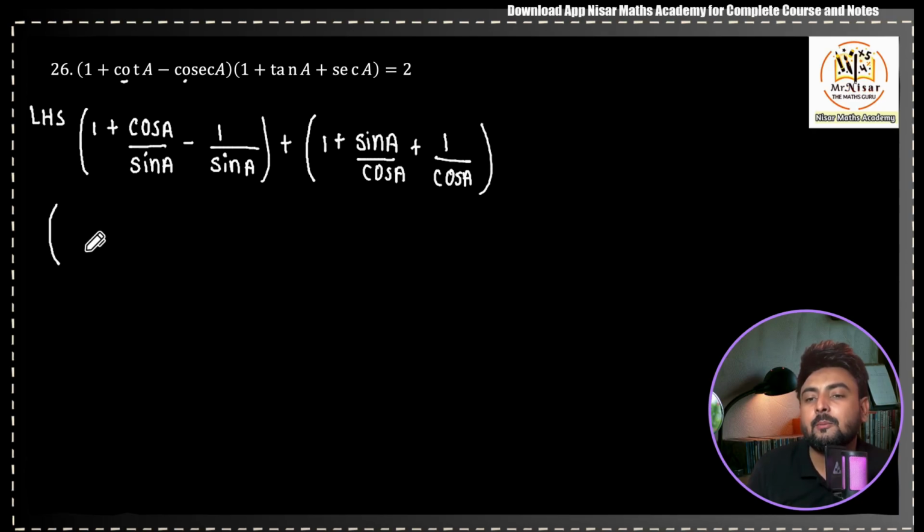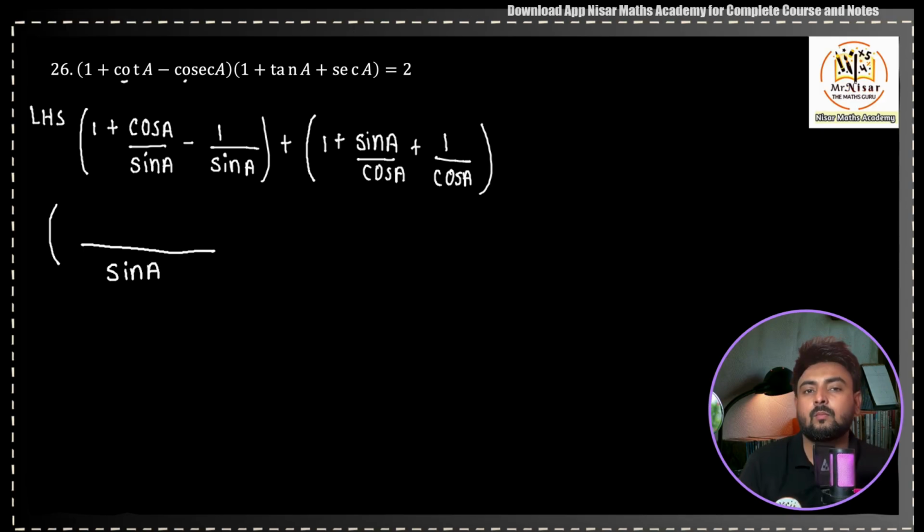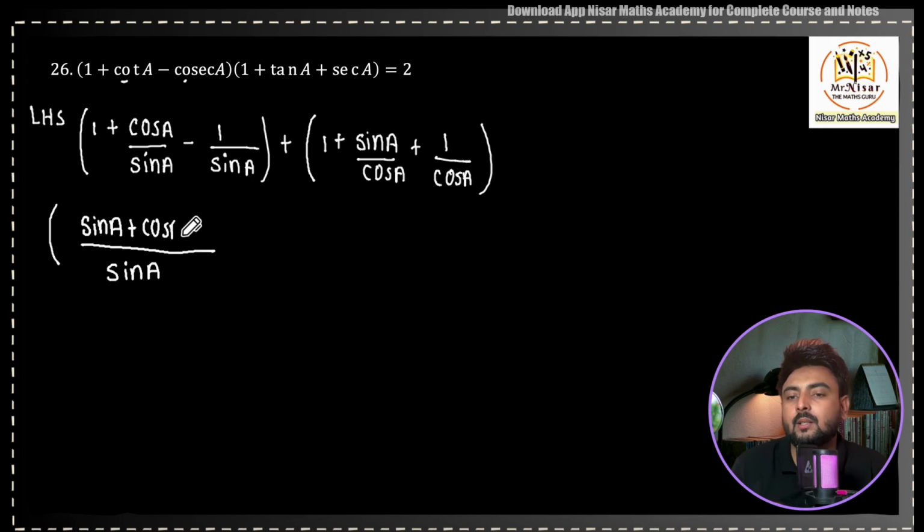So what I'll do children, see I'll write together sin a here. Okay, the denominator of LCM I have taken sin a. Okay, so it will look like this. So yeah, so here I can see here this one I'll convert it into sin a plus cos a minus 1.